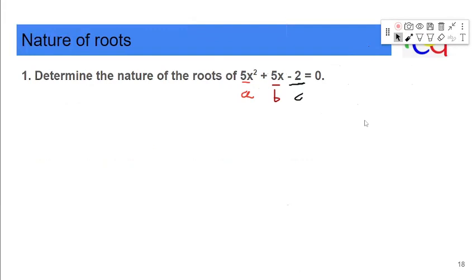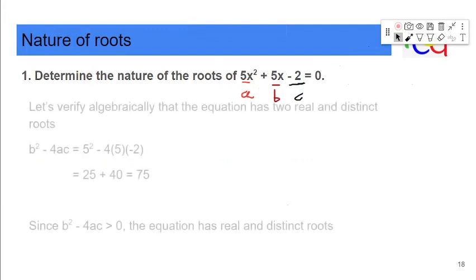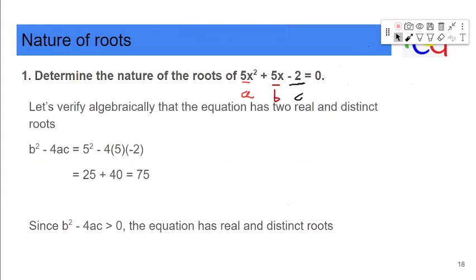It's 5 and it's real and distinct. All right, let's see the answer. You're right, it's real and distinct because the discriminant is positive.